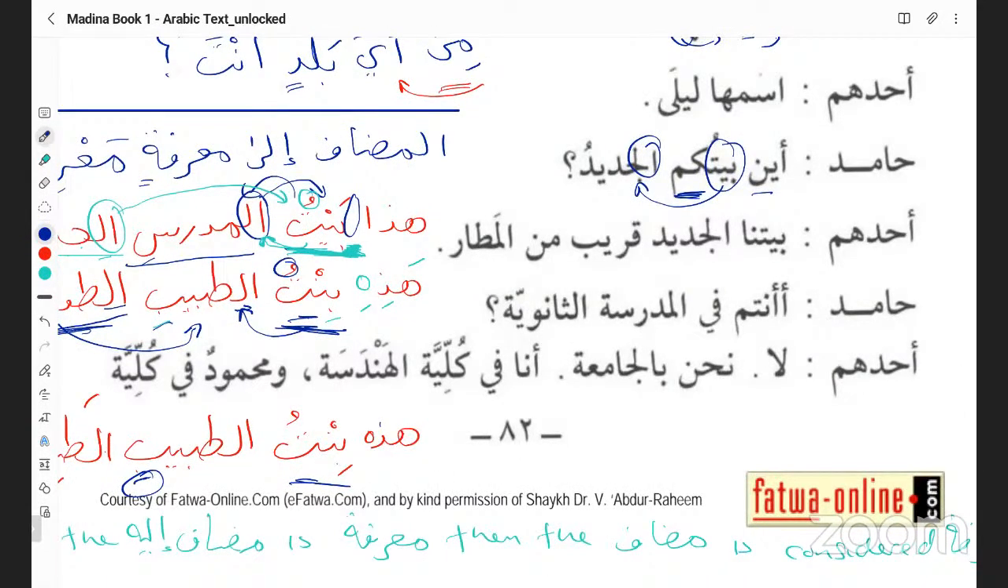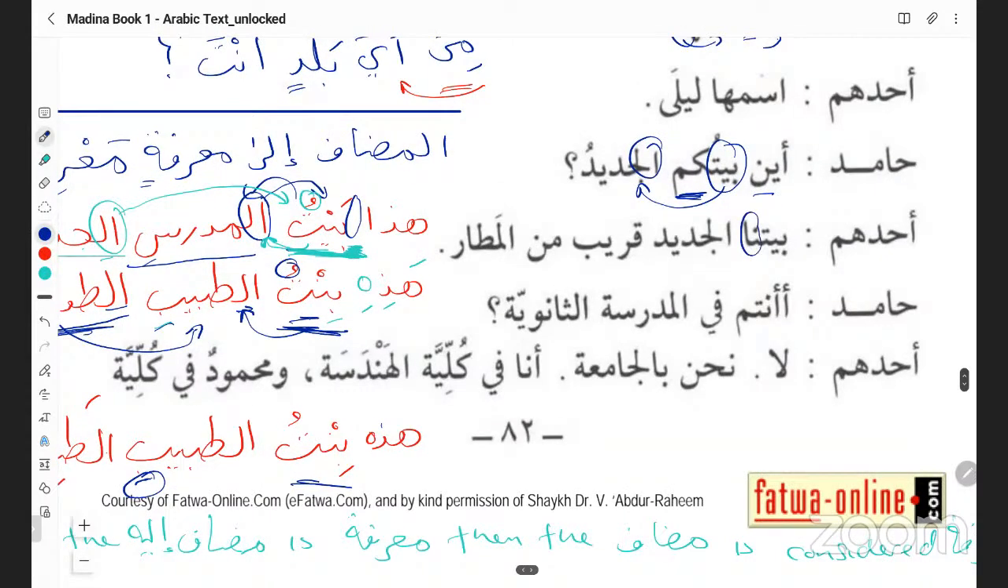بيتنا الجديد. So again, بيتنا, our house. But the na is on ضمير, it's a pronoun. And pronouns are definite. And therefore, بيتنا, بيت is considered to be definite. And therefore, if I give a description, I'll say al. So بيتنا الجديد قريب من المطار. Our new house is near to the مطار airport.